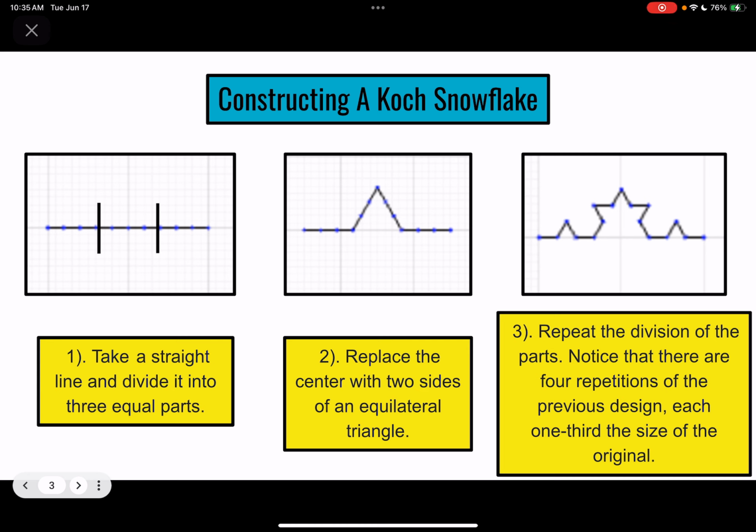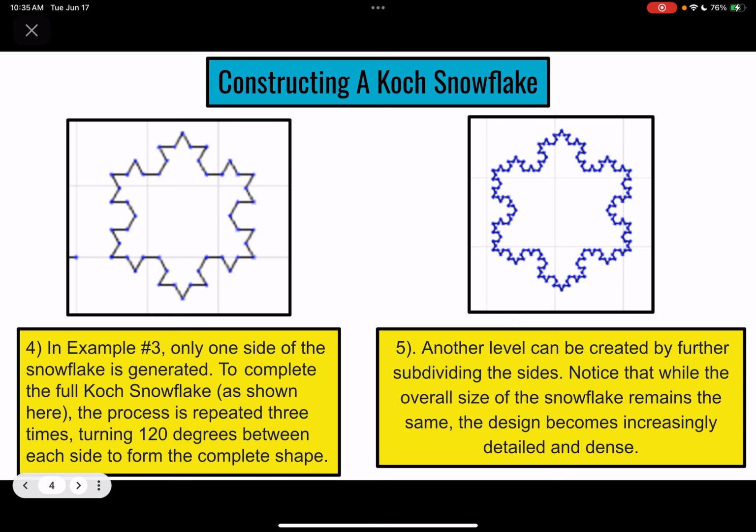3. Repeat the division. Each segment is replaced with 4 copies of the previous pattern, each 1/3 the size. Instead of drawing straight lines, the previous shape is repeated at a smaller scale. 4. In example number 3, only one side of the snowflake is generated. To complete the full Koch snowflake, as shown here, the process is repeated 3 times, turning 120 degrees between each side to form the complete shape.